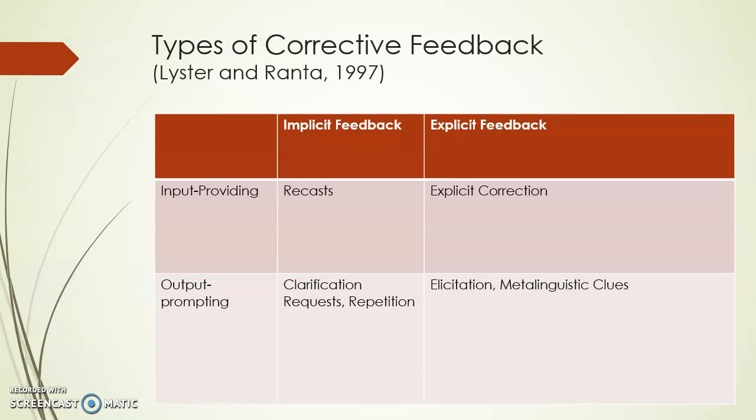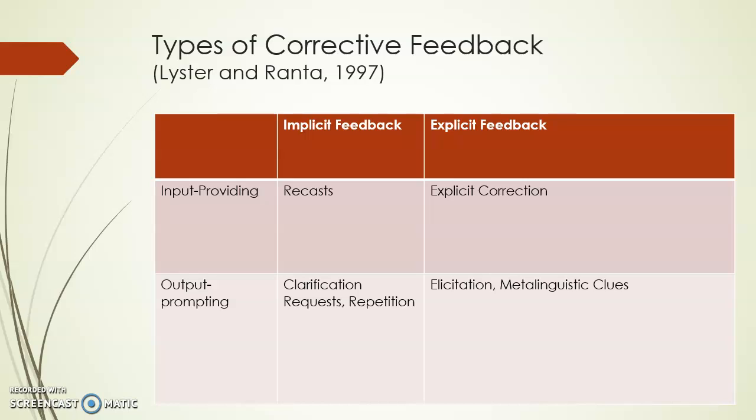Lyster and Ranta created a simple taxonomy of types of corrective feedback. These are divided between implicit and explicit feedback, and input providing and output prompting. Explicit feedback is characterized by a clear indication of error, whereas implicit feedback is not. Input providing would be things such as recasts or explicit correction, and a model is usually provided of a target-like structure, partial or otherwise.